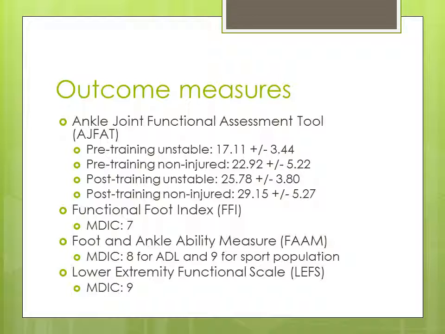The Functional Foot Index consists of 3 subcategories: pain, disability, and activity. This is a self-reported outcome measure. The MDIC is 7 points. The foot and ankle ability measure. The MDIC for the foot and ankle ability measure is 8 for patients who perform normal activities of daily living, while the MDIC for an athlete is a 9-point change. The lower extremity functional scale includes 20 self-reported items assessing activity and participation of the whole lower extremity. The MDIC for this outcome measure is 9 points.